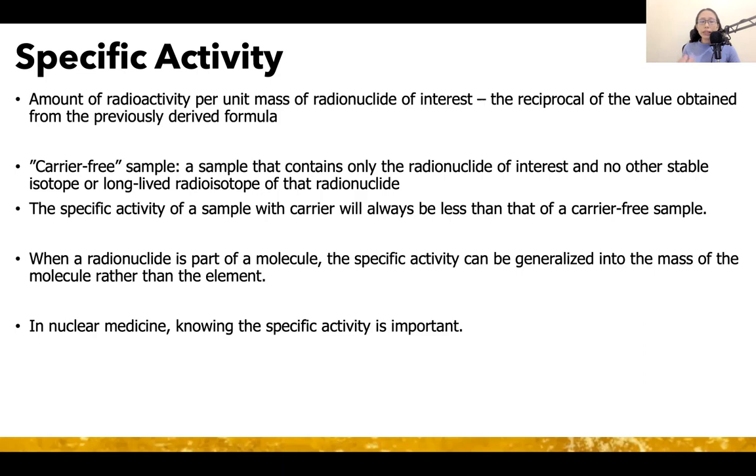So whenever you see a specific activity value, make sure to check if this specific activity is for a carrier-free sample. Most of the time, the values that you can see or the values that are available are that of a carrier-free sample. However, it is also possible to compute for the specific activity of a sample with the carrier. Just keep in mind that specific activities of samples with carriers are always less than that of a carrier-free sample. So again, it's because of the purity.